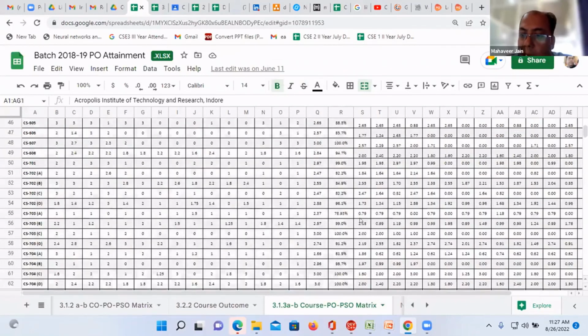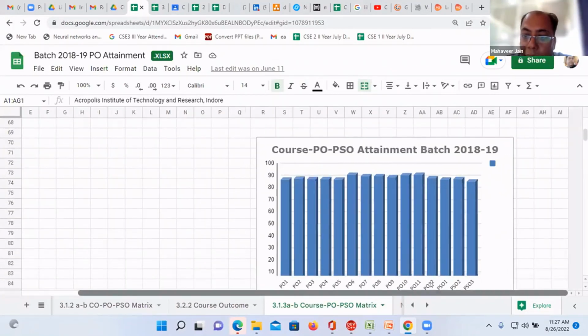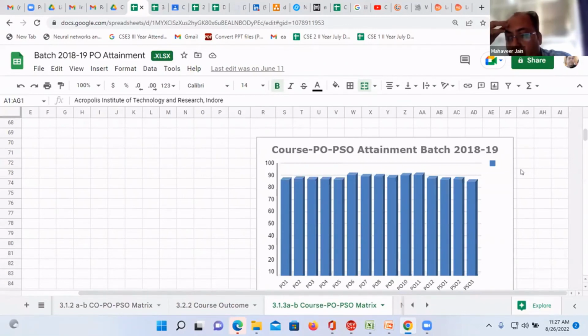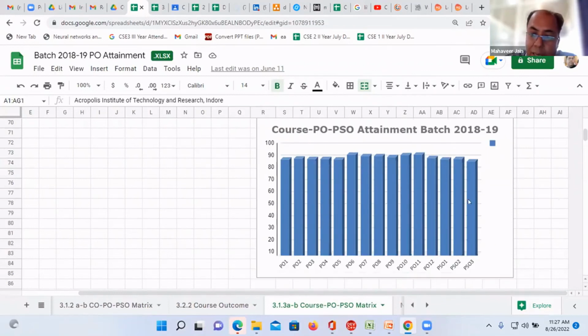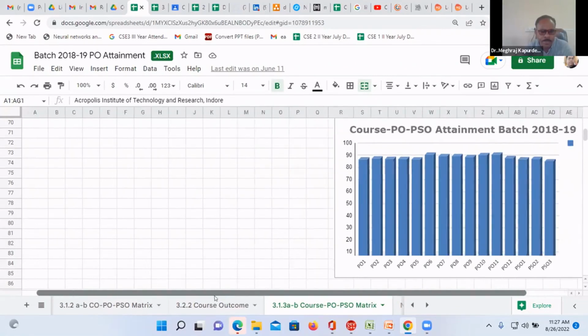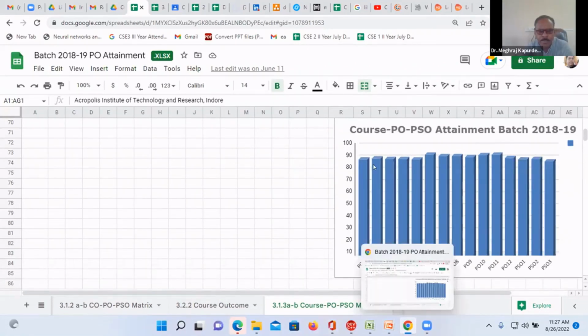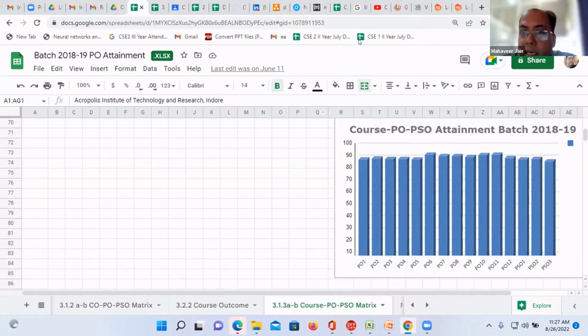So this is my attainment level for the batch 18-19. The student who took admission in 2018-19 will complete in 22-23. So this is the complete batch-wise attainment level, a single batch attainment level. Am I right? Yes, sir. Okay, so this is all from my side. If there is any question, it can be asked.